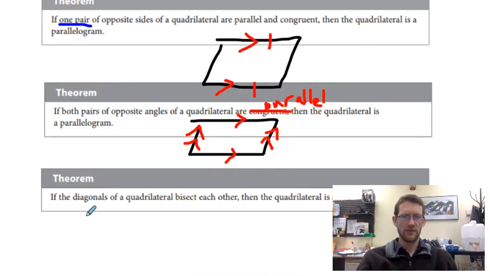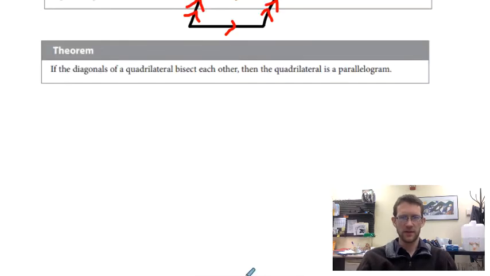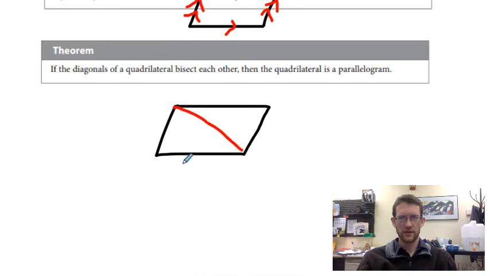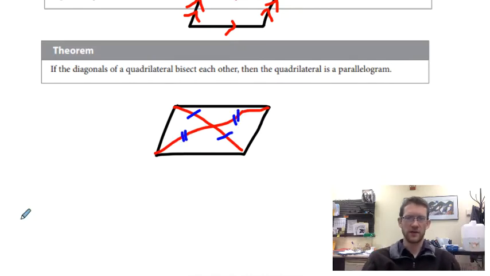The very last one: if the diagonals of a quadrilateral bisect each other, then the quadrilateral is a parallelogram. Again, we draw our figure. If the diagonals, I should have done the diagonals a different color. That's a nice straight diagonal. If they bisect each other, so if this is true, then the quadrilateral is a parallelogram.